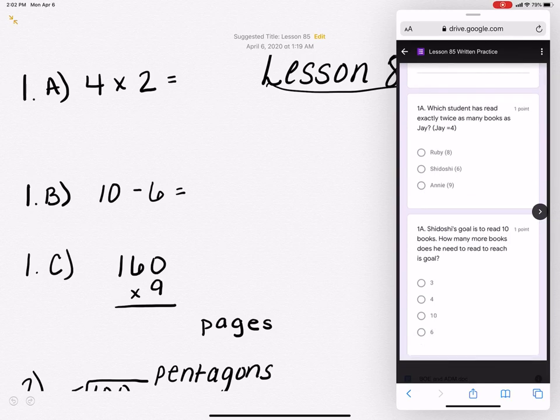Which student has read exactly twice as many books as J? J has read 4 books, and twice as many would be multiplying by 2. So if we find the product of 4 times 2, which is 8, and find the person that read 8 books, we find that Ruby is the answer. So you need to choose Ruby, who has read 8 books.